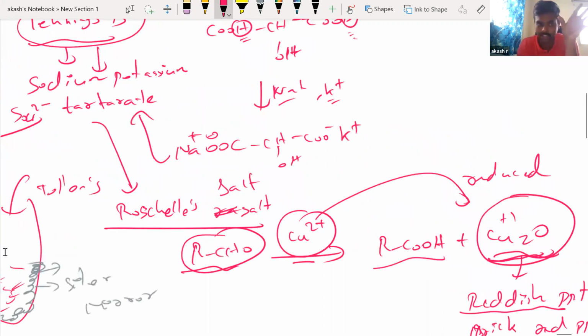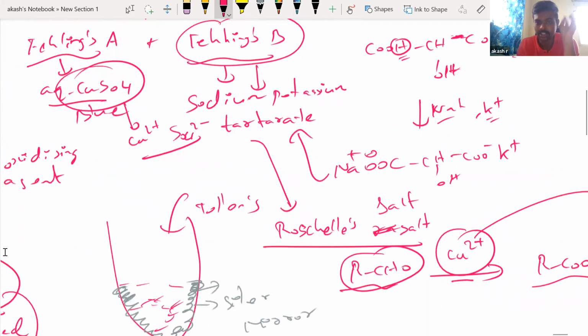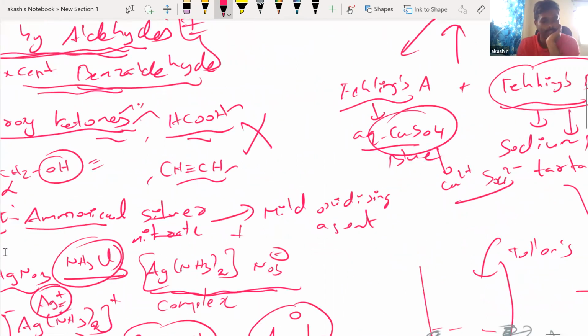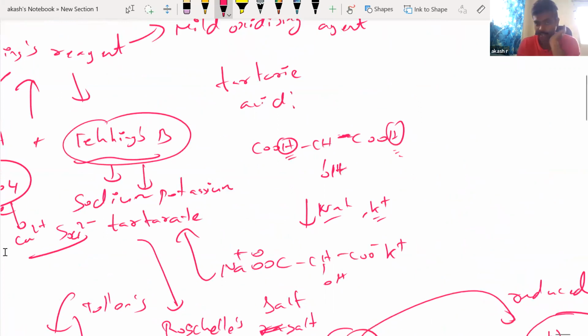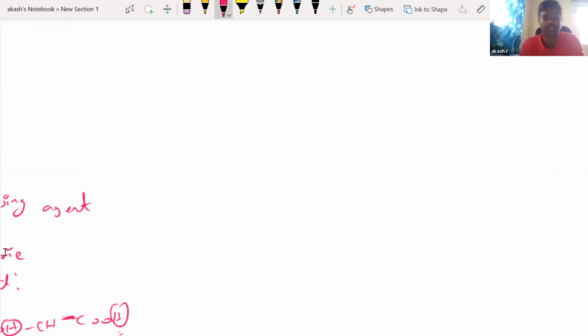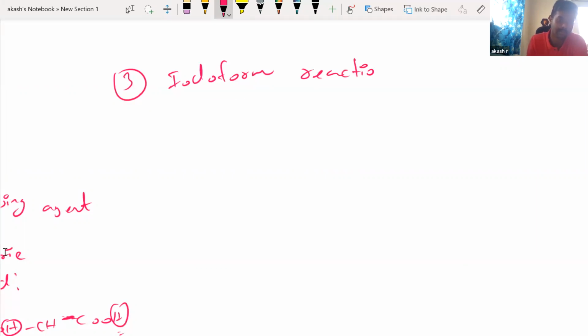So that is about your Fehling's test under oxidation. So we saw normal oxidation, now we saw Fehling's test, we saw Tollens test, and there is just one more very, very important oxidation reaction. Maybe you might have seen this in your aldehydes and ketones chapter, but again we'll see. The third one is your iodoform reaction.